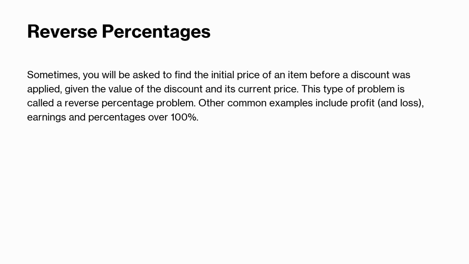Let's talk about reverse percentages. Sometimes you will be asked to find the initial price of an item before a discount was applied, given the value of the discount and the current price of the item. This type of problem is called a reverse percentage problem. Other common examples include profit and loss, earnings, as well as percentages over 100%.